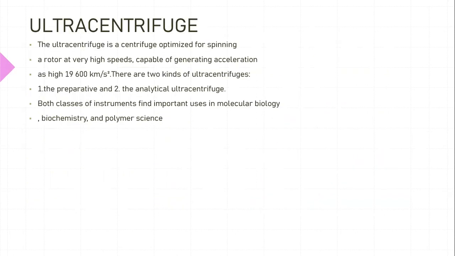Ultracentrifuge is a centrifuge optimized for spinning a rotor at a very high speed, capable of generating acceleration higher than 19,600 km per second square. There are two kinds of ultracentrifuge, the preparative and the analytical ultracentrifuge. Both classes of instrument find important use in molecular biology, biochemistry, and polymer science.